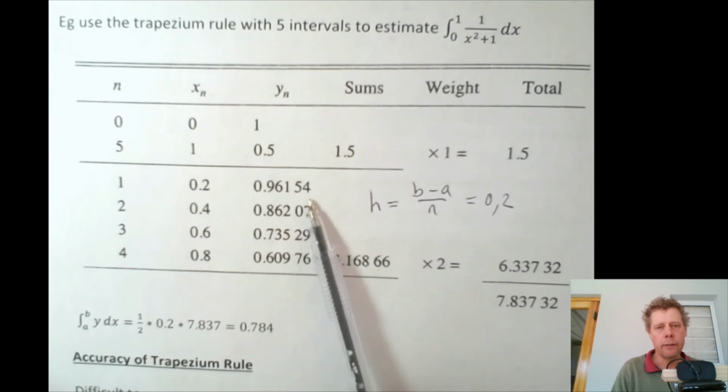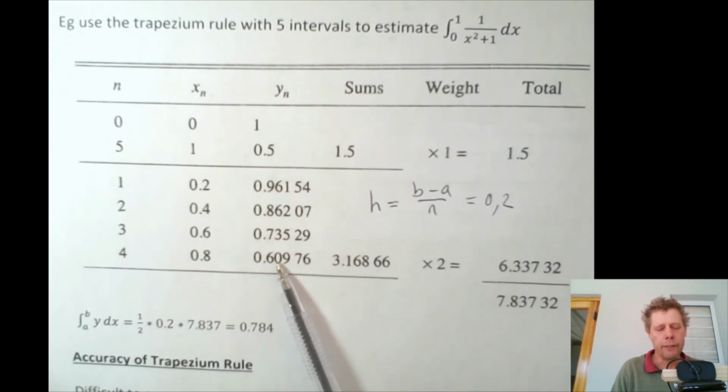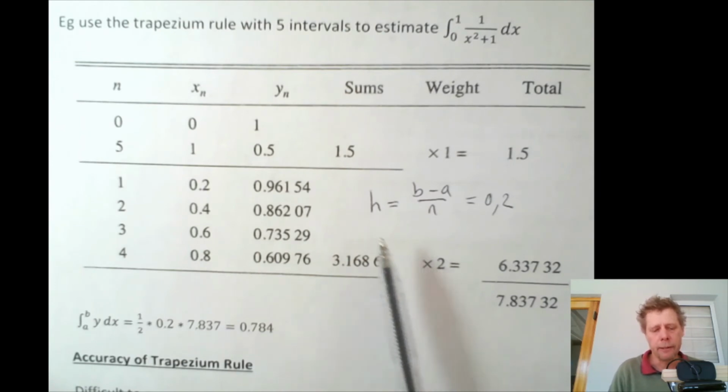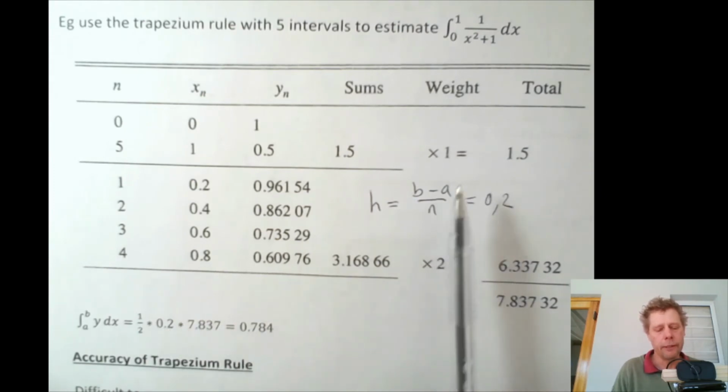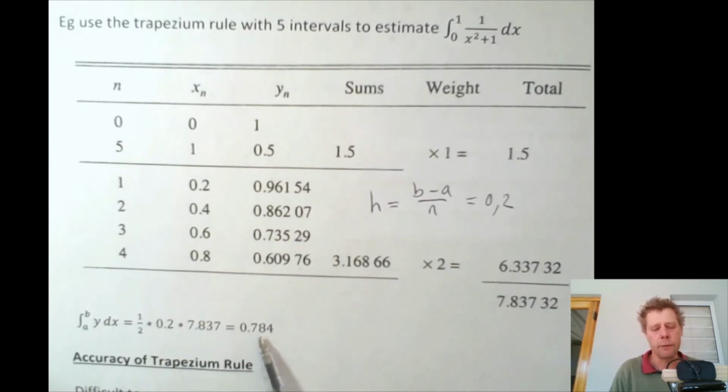Once we've got all our y values, we can then add them up. And in this case, we need to double them. The intermediate ones you double. You put it down there and then you add the 2 together. So now we've done all the summing necessary for the trapezium rule. And then what is the final answer? Well, we're going to say it's a half times the height times the sum of all the outer fence poles and double the inner fence poles. And that gives us our estimate of 0.784.